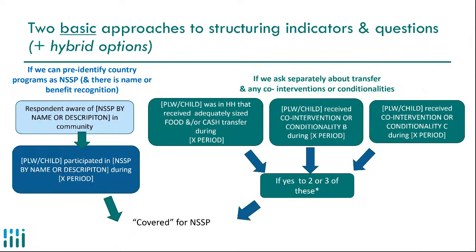So given this and some of the challenges that I've highlighted, we've proposed two basic approaches to structuring indicators and questions and potential hybrid options. The first is illustrated here on the left. So if we can pre-identify a country program as NSSP, so for instance, Malawi's Mary's Meals school feeding program, and people in the country do recognize that program by name or perhaps by benefit, what one could do is we could ask about, number one, awareness of the program, as was done in the MICS example.